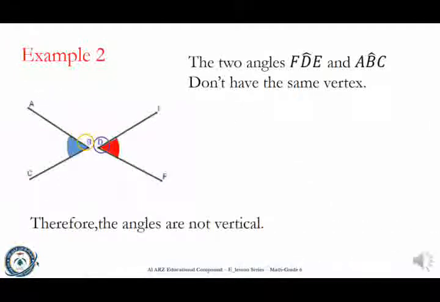Example 2. Given the two angles FDE and ABC. This is the angle FDE. What's the vertex of this angle? Yes, it is D. And what's the vertex of the angle ABC? It is B. Do they have a common vertex? No, they don't. So we say that the two angles are not vertical.